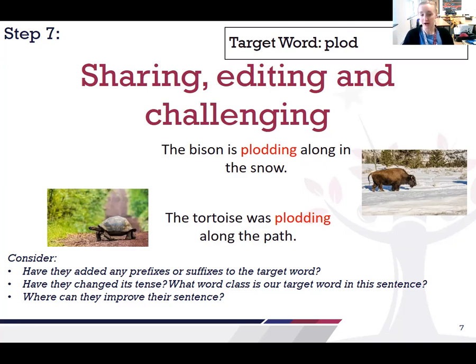And then my other picture I chose was the one with the tortoise in, and I've written the tortoise was plodding along the path. Okay, so we know that tortoises move quite slowly. So I've used the verb plodding to describe how they were walking along it. If you can see in these sentences, one I've written in the present tense, so I've said that the bison is plodding, so the verb is shows that it's happening now. And the second sentence I've used was, so it shows that it's happening in the past tense.